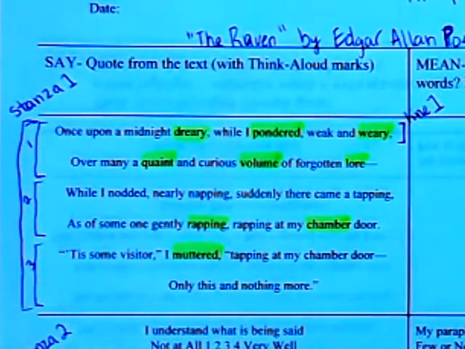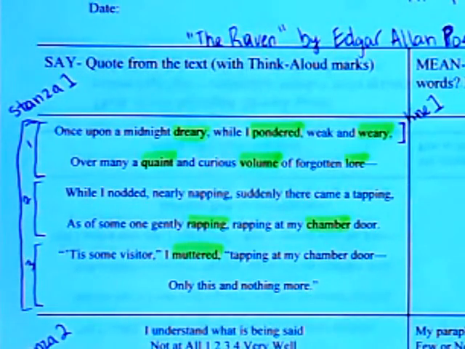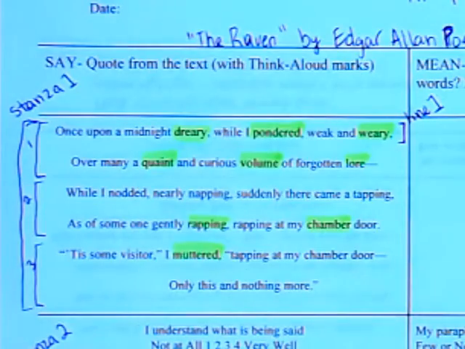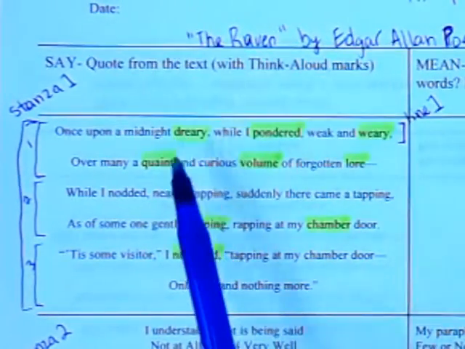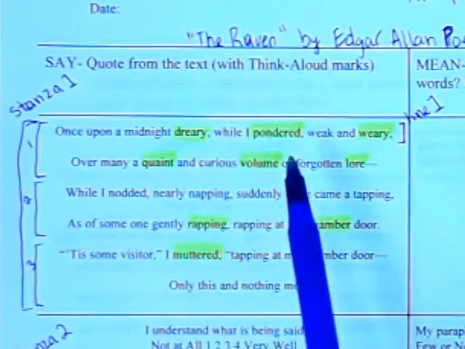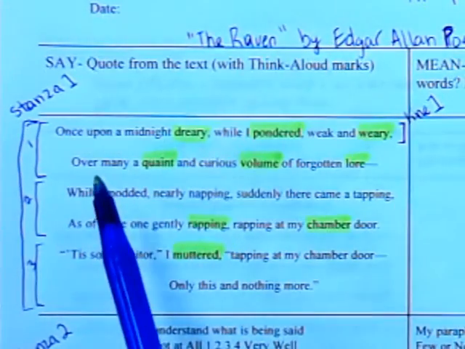Now that I have my highlights, I can go through and start reading and coming up with words and phrases that are synonyms for my highlighted words, and also coming up with ideas that I have about different parts of the text.